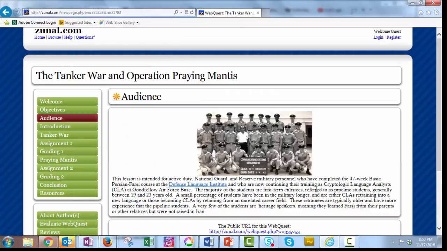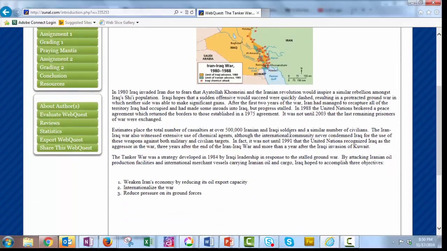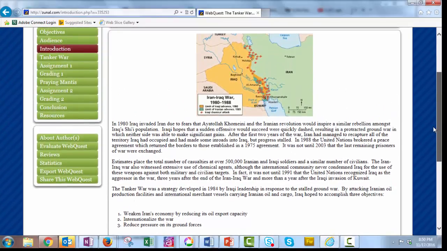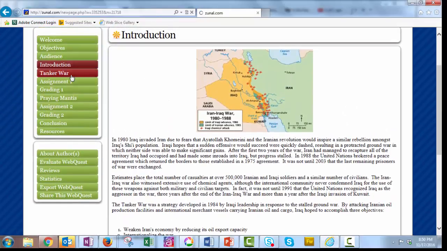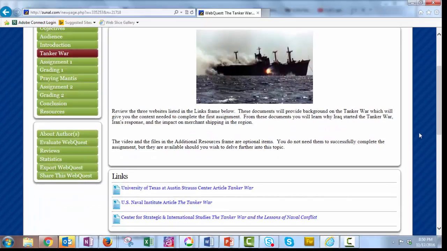Okay, and then he's got a beautiful description of the audience. In the introduction, he actually pulls you in by telling you a story. So as you read the story and as you are interested in geographic, socio-economic events in the world and in the Middle East, this is a great little story and it really pulls you in. He then goes into the Tanker War and provides a series of documents for you to go through and learn a little bit.